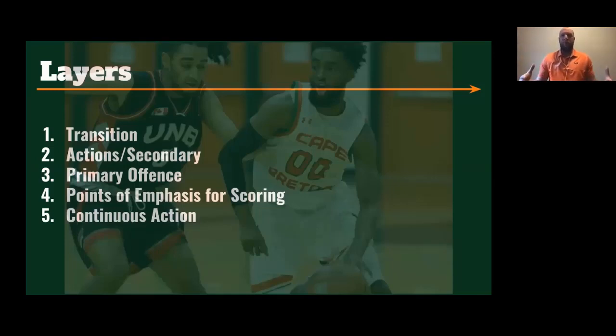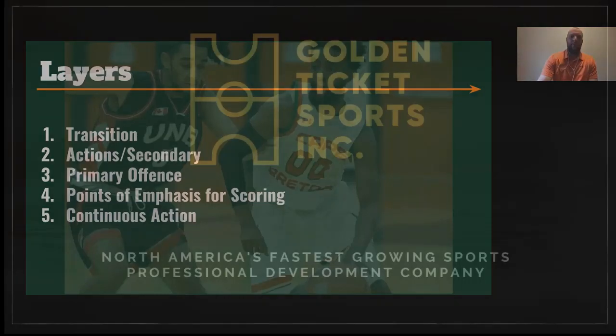for the programs that I've worked with in the past, this is how we've defined them. So 5 very specific things. The first thing would be transition. The second would be actions or secondary. The third would be your primary offense. The fourth would be your points of emphasis for scoring, what's going to be effective for your team. And 5 would be continuous action.